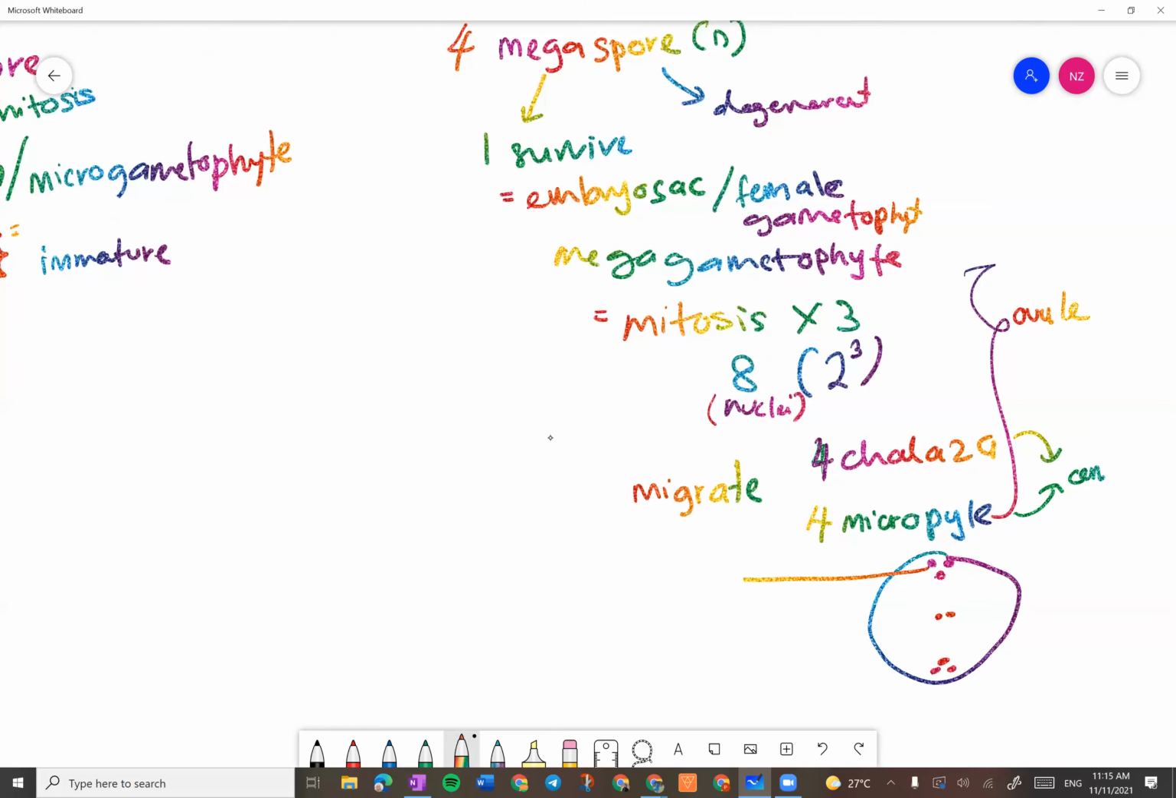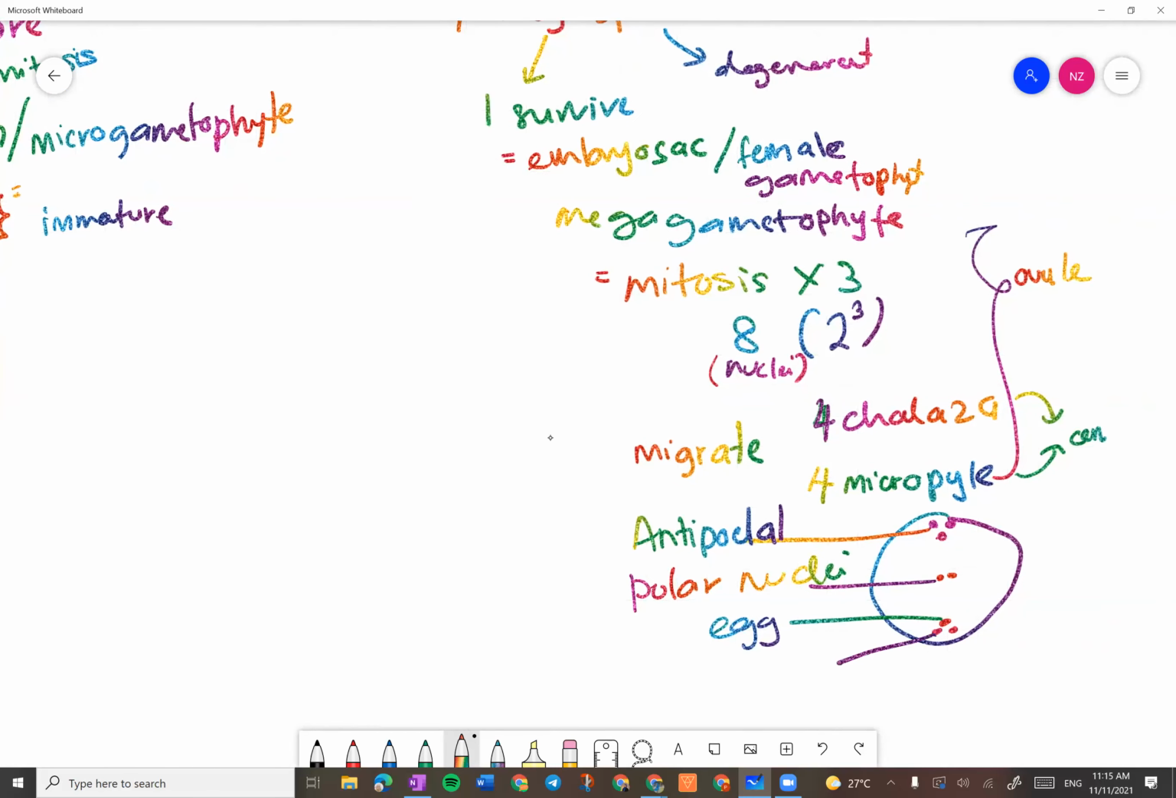So this one, what is its name? Antipodal, good. How about this one? Polar nuclei. And this one? This one is synergid. Good.